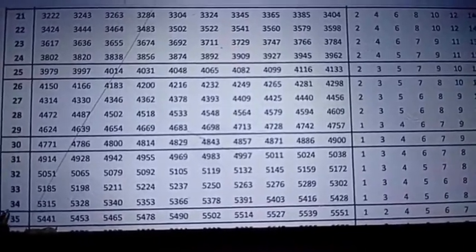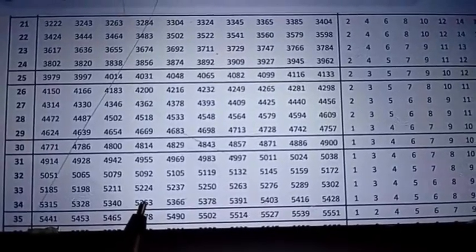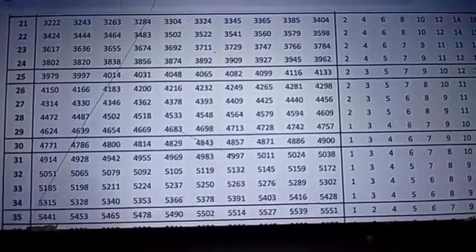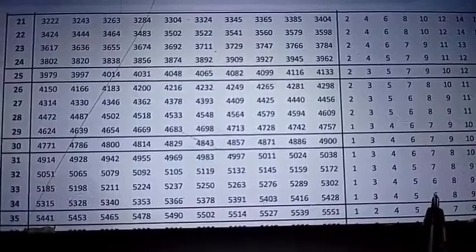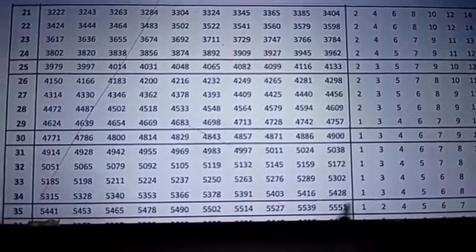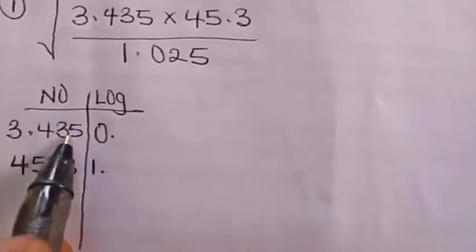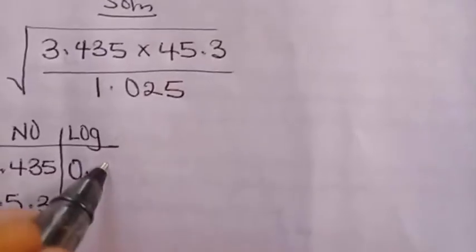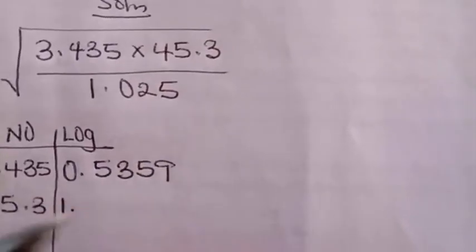The first thing you do, check for 34 under 3. You move to the difference section, and the difference is under 5. So under 5, you're going to have 6. So you add the difference to what you have here, and that gives you the logarithm of that number. 34 under 3, difference 5, we have 5359.